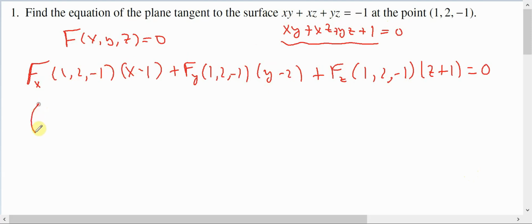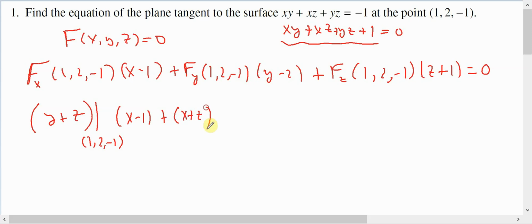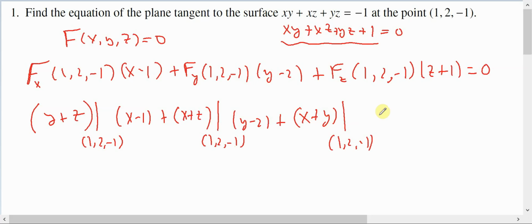This first partial, the partial with respect to x, is going to be y plus z. And then again, I'm going to evaluate that at 1, 2, minus 1 times x minus 1. This partial with respect to y is going to be x plus z, again evaluated at 1, 2, minus 1, times y minus 2. And then x plus y would be my derivative with respect to z, evaluated at 1, 2, minus 1, times z plus 1 equals 0.